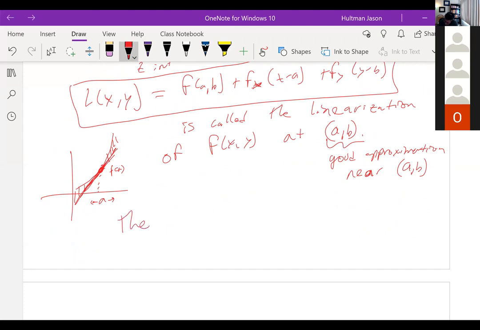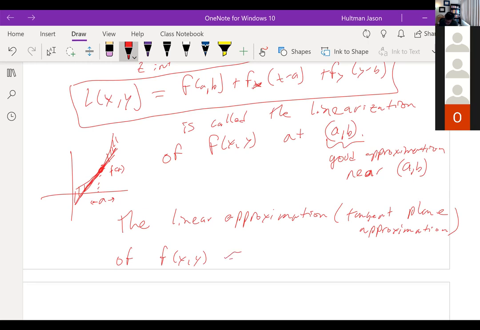Okay, so the linearization, also called the linear approximation, also called the tangent plane approximation, of f of x, y is approximately this thing: f of a, b plus f sub x of x minus a, plus f sub y of y minus b. And this is all evaluated at a, b.